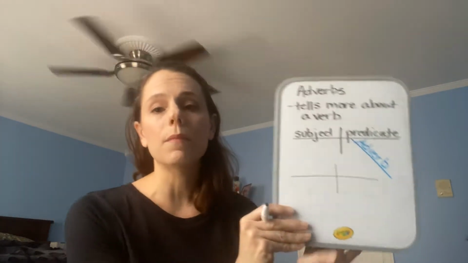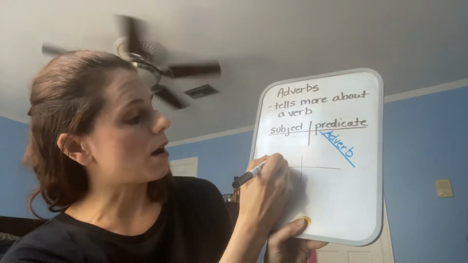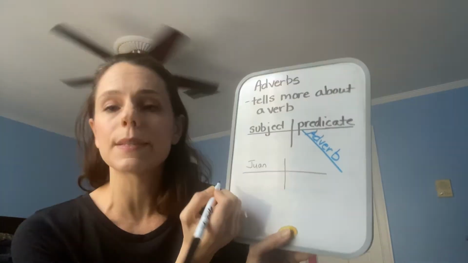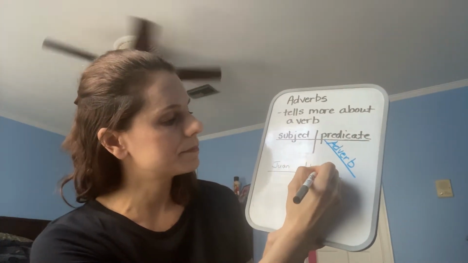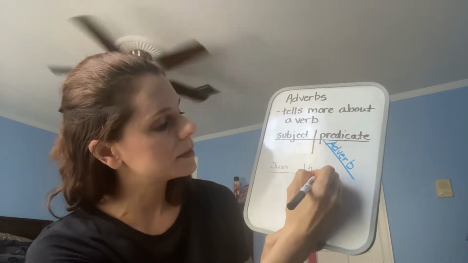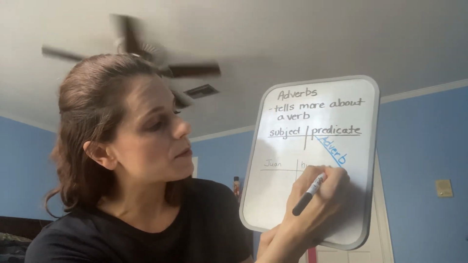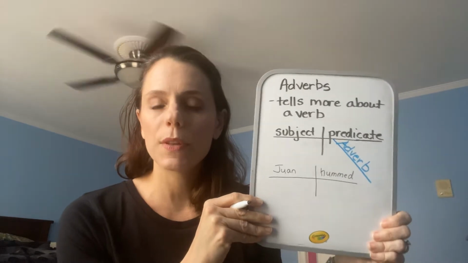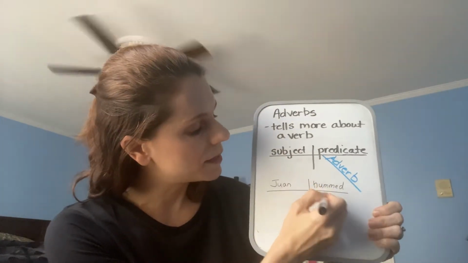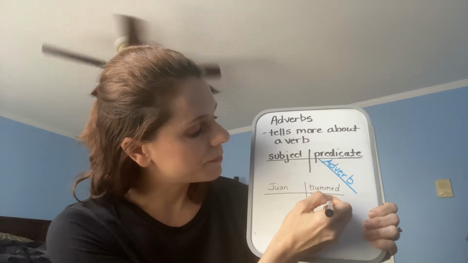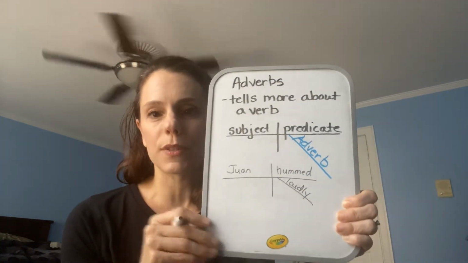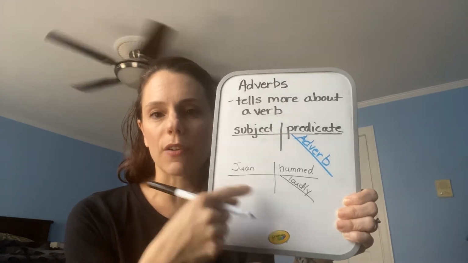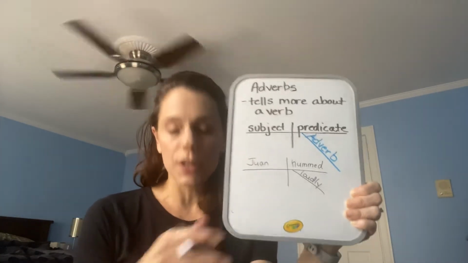So, Juan hummed loudly. Juan, that's your subject. It's a person's name. What is Juan doing? He hummed. The word they used, hummed. How did he hum? Remember, those were questions that we asked when we learned about adverbs. He hummed loudly. Okay? So, when you're putting the adverbs in your sentence, in your diagram, it's going to go under the verb.